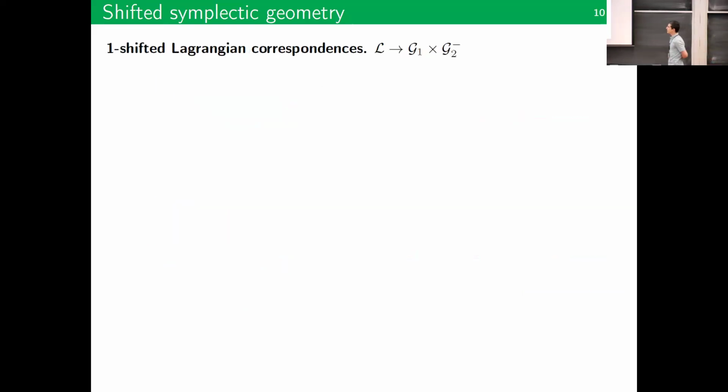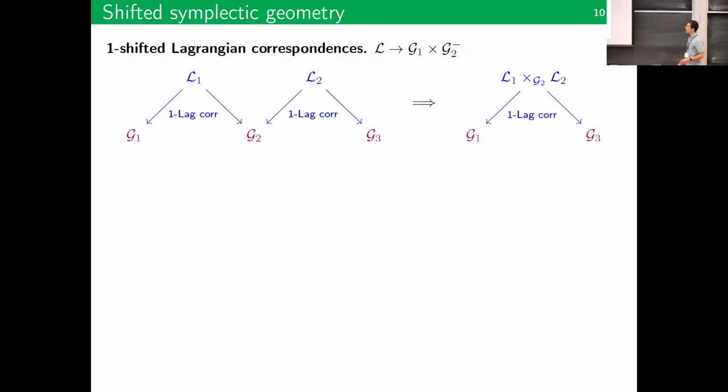More generally, you can talk about shifted Lagrangian correspondences. By that, I just mean a Lagrangian, just like a Lagrangian correspondence in ordinary symplectic geometry, is a Lagrangian in the product of symplectic manifolds where one has the opposite symplectic structure. And so if you have two Lagrangian correspondences in this one-shifted symplectic sense, then you can take the fiber product and you still get a one-shifted Lagrangian correspondence from G1 to G3.